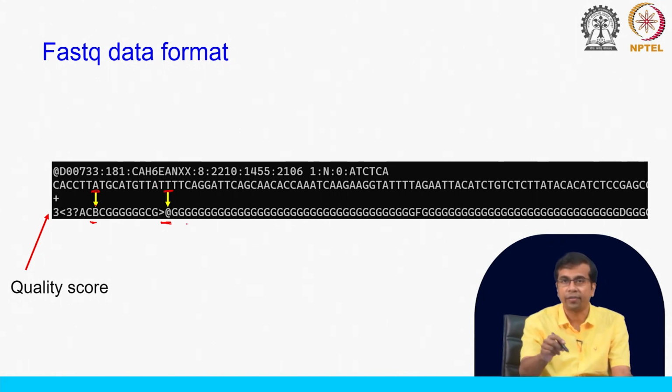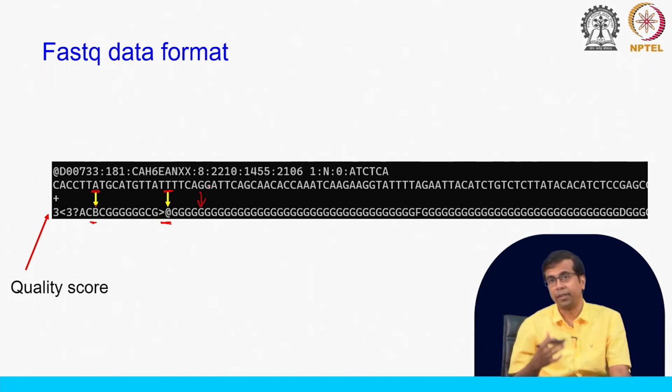So, you have this 1-to-1 correspondence, right. So, you can just simply read the quality score down here. Okay. So, this is something that is very convenient in FASTQ format. Now, the question is how are these quality scores represented, right. So, what do these numbers mean?